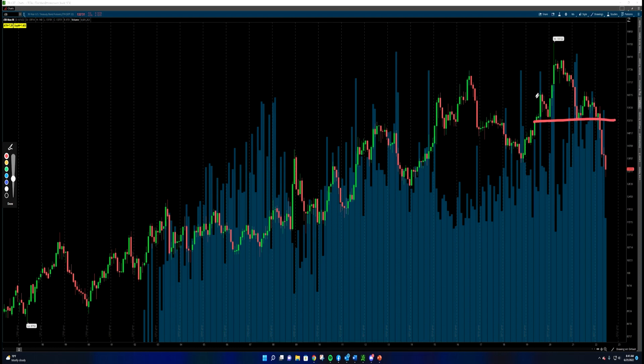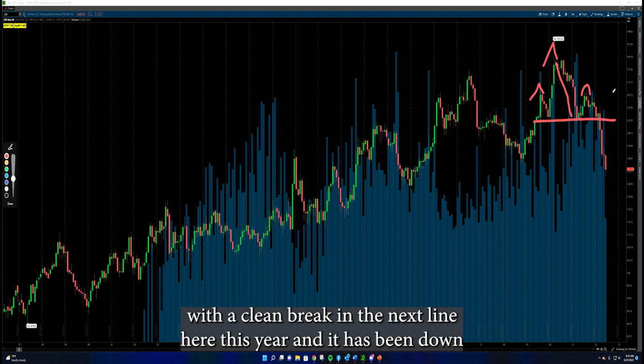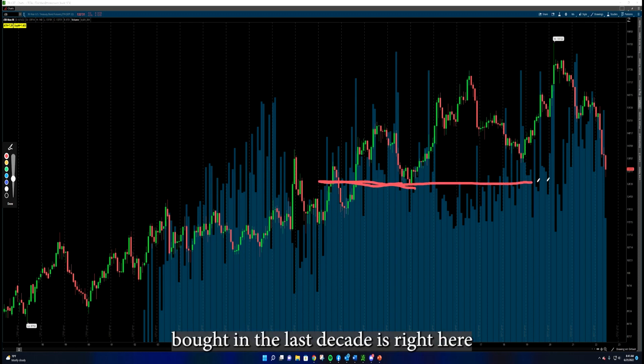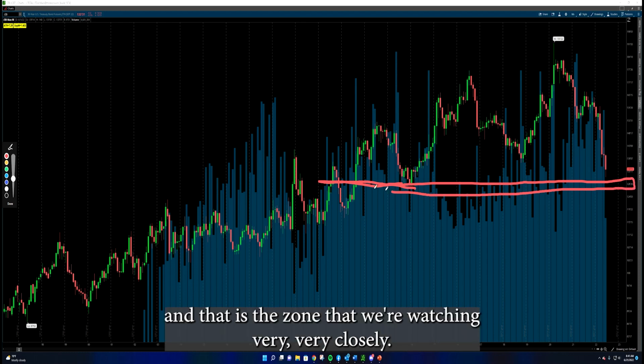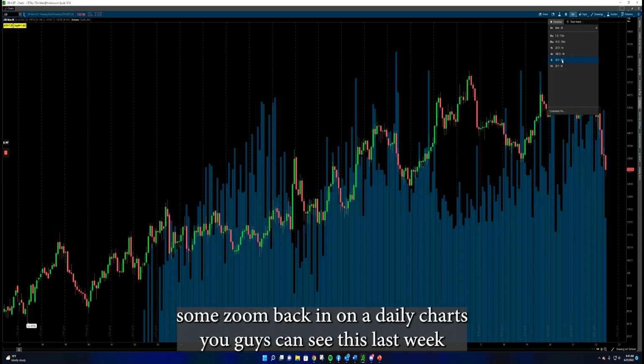Right? Bonds, we had that head and shoulders topping pattern with a clean break of the neckline here this year, and it has been down hard for 3 straight months. The last area really of support in the last decade is right here, and that is the zone that we're watching very, very closely. We made a sharp bounce. I'm going to zoom back in on a daily chart so you guys can see this.